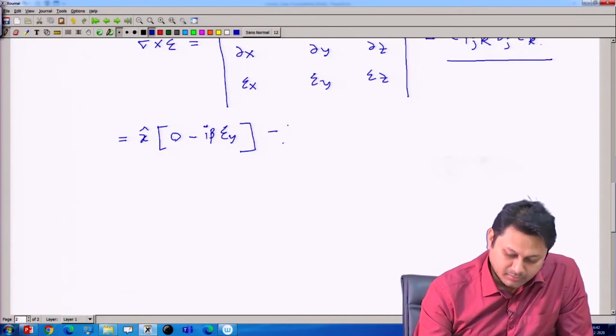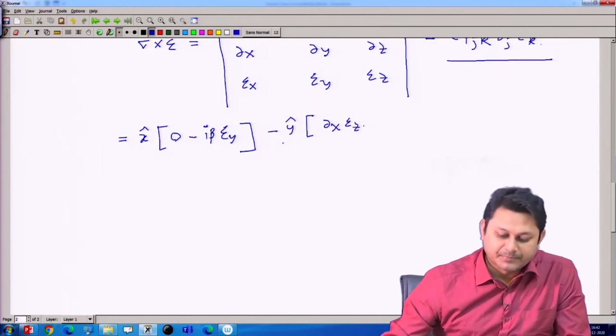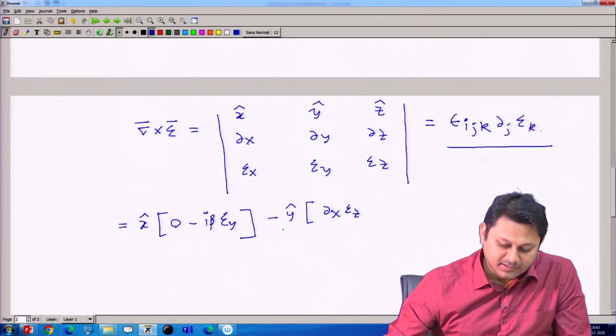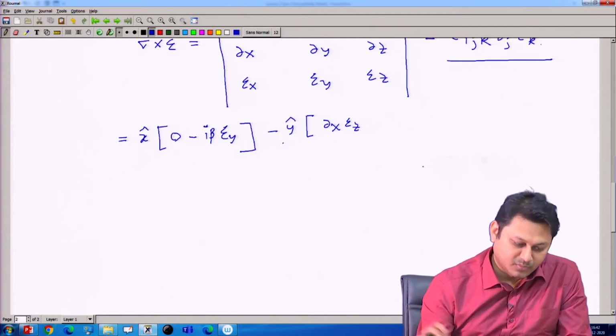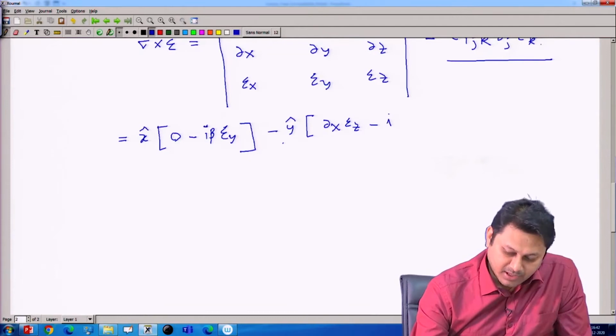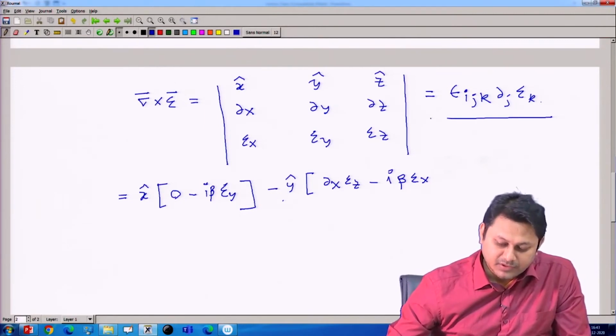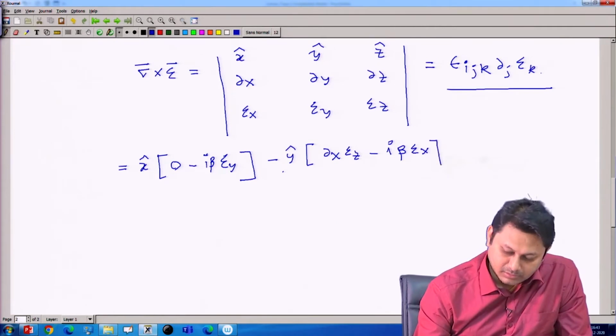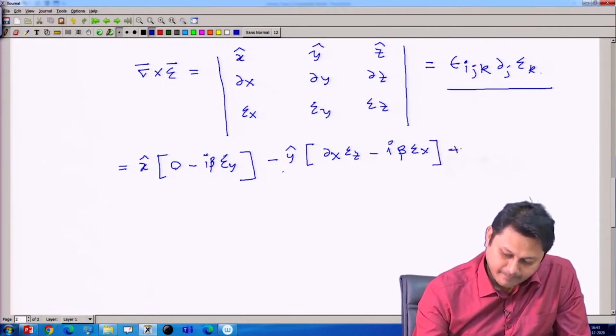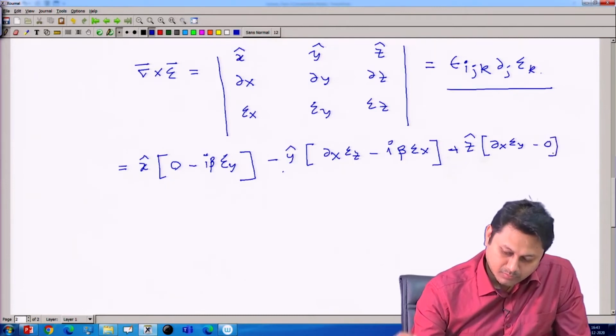Then minus the y unit vector, del x E z, because I do not know the x dependency, so this x derivative has to stay. I need to put it this way, because the explicit form is not known yet, minus i beta E x, the second term. After differentiating with respect to z, the i beta term again comes out. And finally, the z unit vector, del x E y minus 0. So, these are the three.